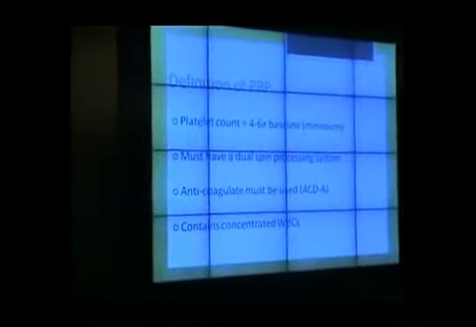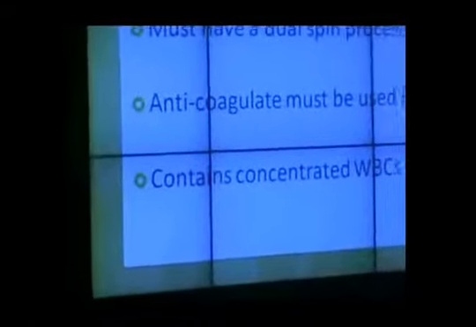What's meant by dual spin is you have a soft spin and a hard spin. The soft spin is usually at 2,600 RPM, and its purpose is to separate the RBCs from the plasma. Later on, you get the hard spin, where you're able to separate the platelets and get the PRP. It's important to use an anticoagulant like ACDA. And PRP usually contains concentrated white blood cells to counteract infection.